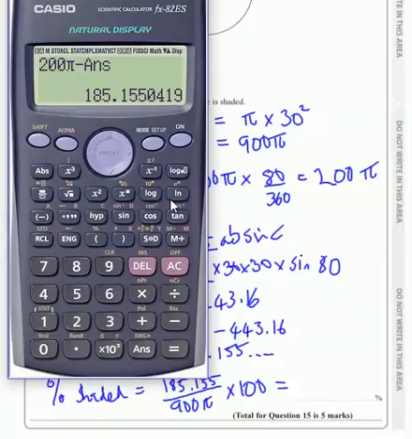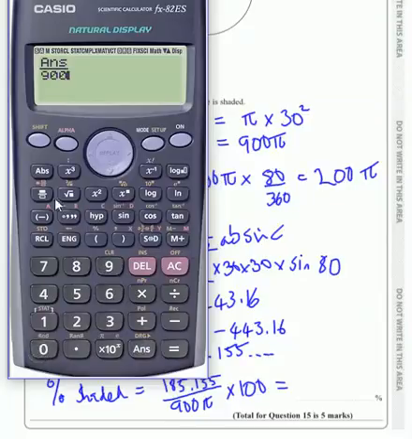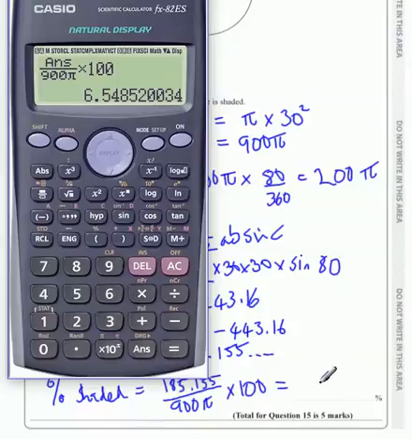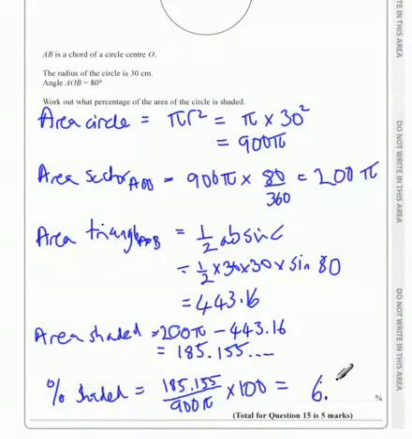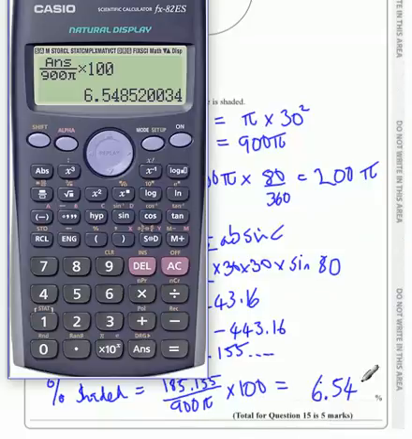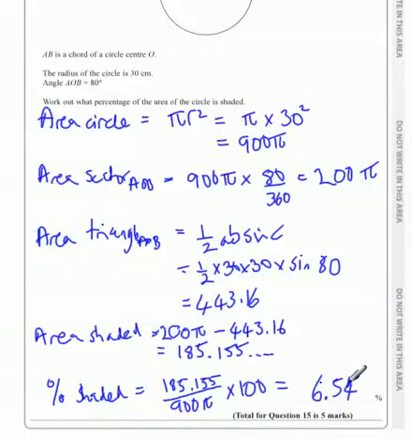So we've got our 185 there. We're going to do that divided by 900 pi, and then times by 100 to get the percentage, which gives us 6.54%, or 6.55 rather, looking to 3 significant figures.